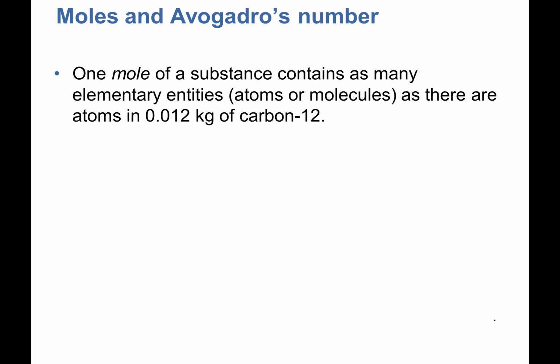So let's say 1 mole of a substance contains as many elementary entities, atoms or molecules, as there are atoms in 0.012 kilogram of carbon-12. What it means here is we take something and we use it as a reference. So if you take 0.012 kilograms of carbon-12, which is about 12 grams, right? If you take 12 grams of carbon-12, that's basically going to be 1 mole of substance, and then we use that as a reference. So 1 mole of substance is always going to contain Avogadro's number of molecules.